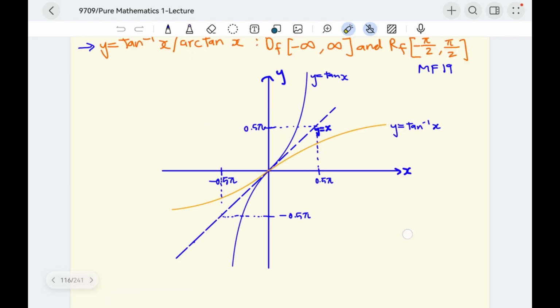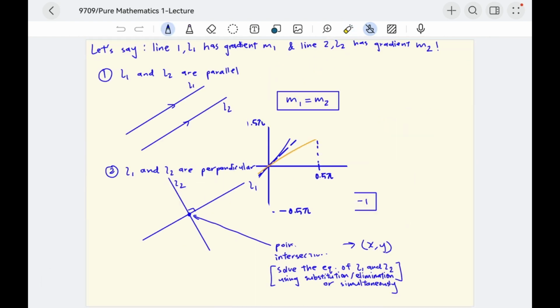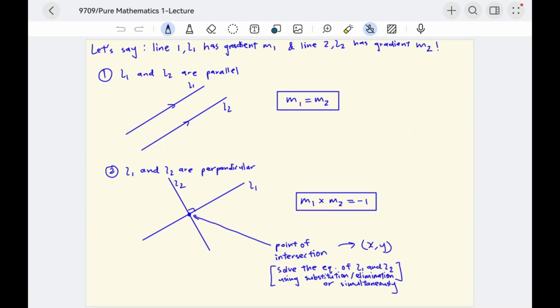So let's proceed to the last subtopic of this chapter. Do you remember the mystery of how we get gradient 1 equals gradient 2, and m1 times m2 equals negative 1, to say that line 1 and line 2 are perpendicular to each other, with a right angle of 90 degrees? It's because each sloped line has certain angles.